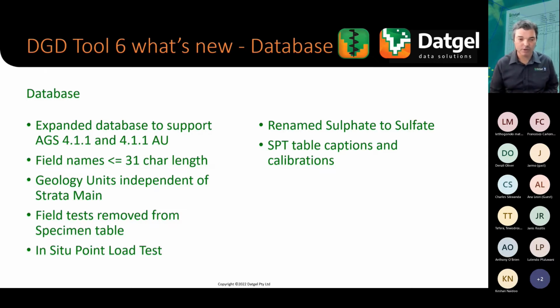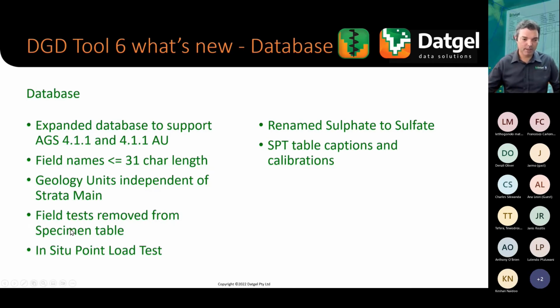And we made the geology unit table, geology unit fields, independent of strata main. Strata main is sort of the equivalent to GEOL in AGS format, because many of our users said to me that we consider geological units or geotechnical units to be an interpretation, and the data on the GEOL or strata main table group is more factual. So we split it out, but it can still support importing, exporting AGS format as needed.